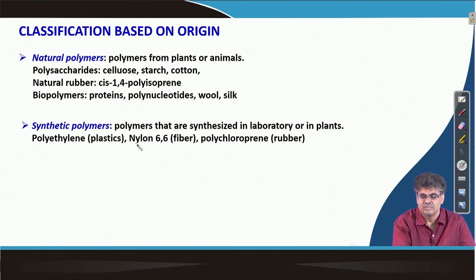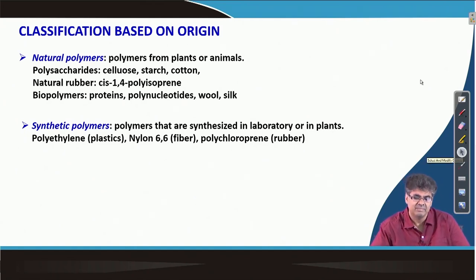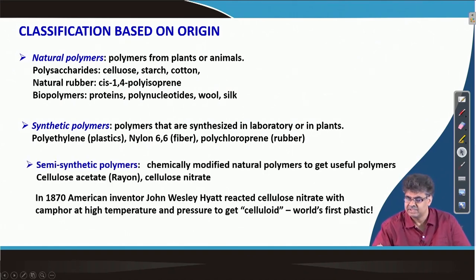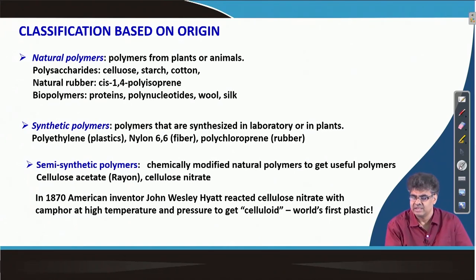The polymers which are synthesized in the laboratory or in plants, so these are from synthetic origin like petroleum products or natural gas and so on. So, those are synthetic polymers. We can also have a mixture of these two, which means taking the natural polymers and then modifying them in the lab or in plant by doing some chemical reaction. So, we call them semi-synthetic polymers. Semi-synthetic polymers are chemically modified natural polymers to get useful polymers like cellulose acetate, cellulose nitrate.